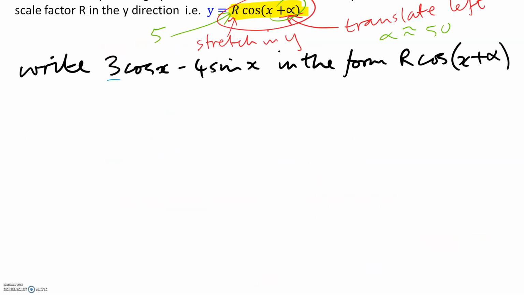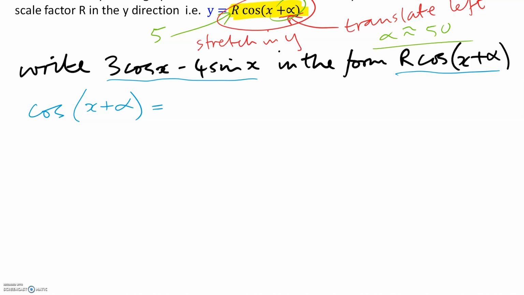So how do we write 3 cos x minus 4 sine x in the form r cos(x plus alpha)? Well, we can just use the addition formulas. So if we start with cos(x plus alpha), remember what we're trying to do here is just work out what r is. Remember, we suspect that r is going to be 5, and then we want to work out what alpha is, and we suspect that's approximately 50, but we need to work this out exactly.